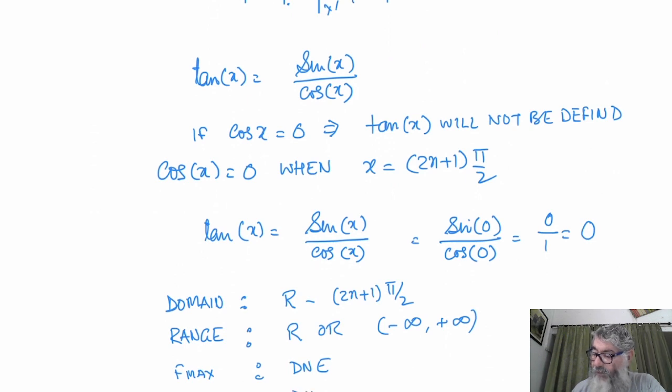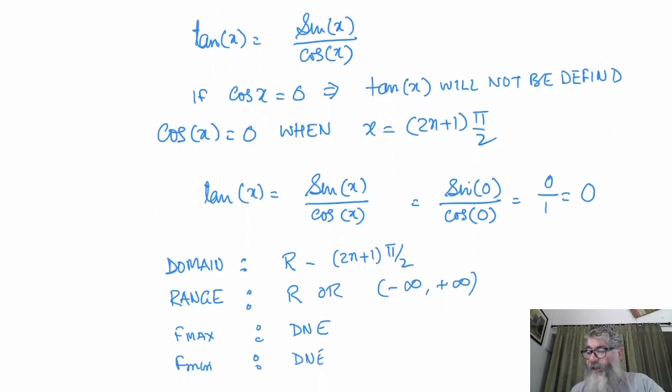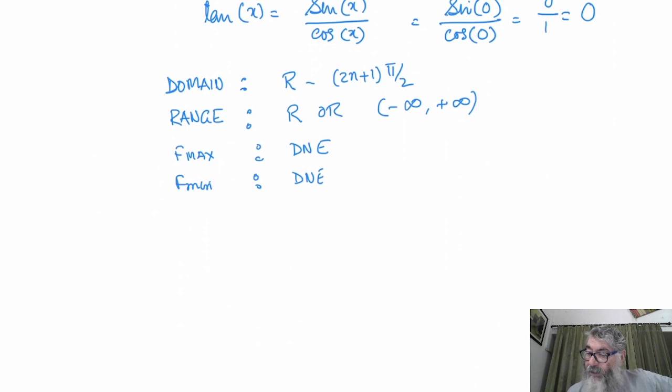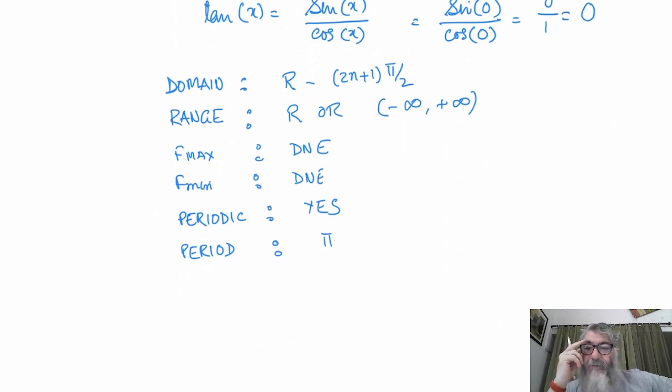Why does it not exist? Because if the range is going from minus infinity to plus infinity, it is not defined. F minimum or f maximum does not exist. Is it periodic? Yes, it is a periodic function. What is the period of the function? The period of the function is pi. In the first two cases, you notice the period of the function was 2 pi. For sin x as well as cos x, the period was 2 pi. But for tan x, the period of the function is pi.